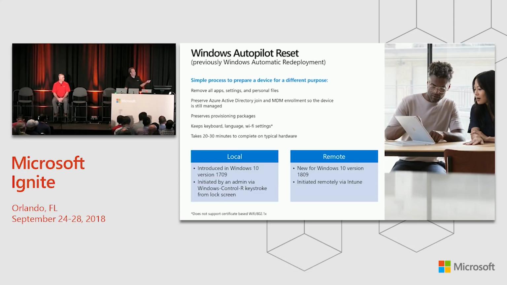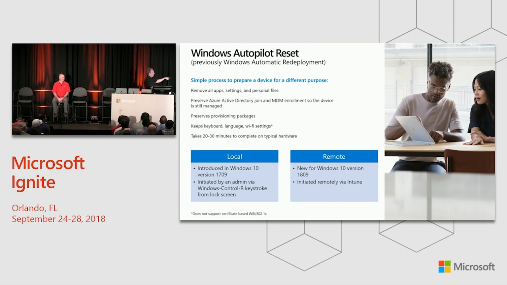In Windows 10 1709, you can initiate that via a keystroke, Windows Control-R. Once you do that, it comes up with an authentication prompt. You have to type in an admin account to say, yes, I really do want to reset this device. Now, you probably don't want that enabled for every device in your organization because IT people can be mischievous. I'm sure you'd walk up to someone's PC, hit the keystroke, type in an ID and password, and run.